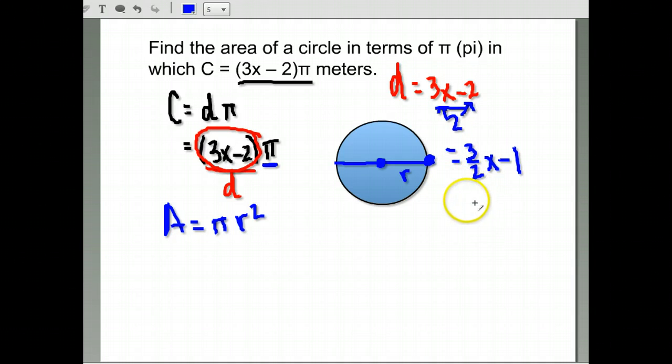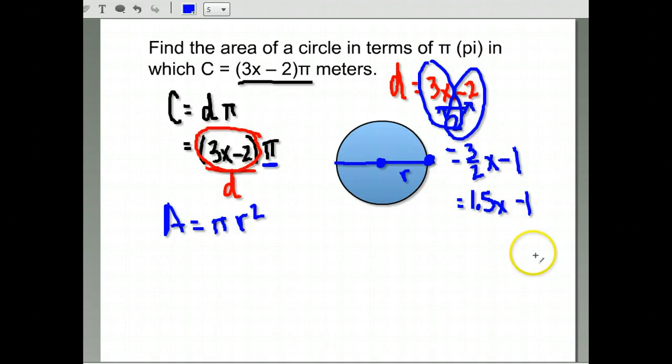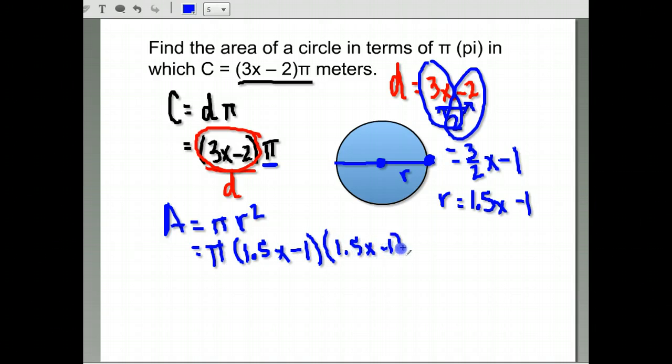Just for simplification purposes, I'm going to go ahead and do 3 divided by 2 here and use 1.5x minus 1, just because I know a lot of people are a little uncomfortable with fractions. So again, we just divided each part by 2. 3 divided by 2 is 1.5 and 2 divided by 2 is 1. That's the radius of our circle. Now let's write what the area would be. It would be pi times the radius squared. The radius squared would be 1.5x minus 1 times itself, 1.5x minus 1.